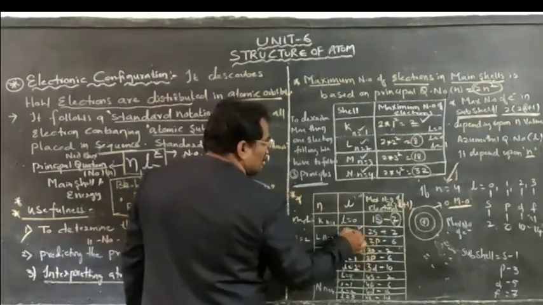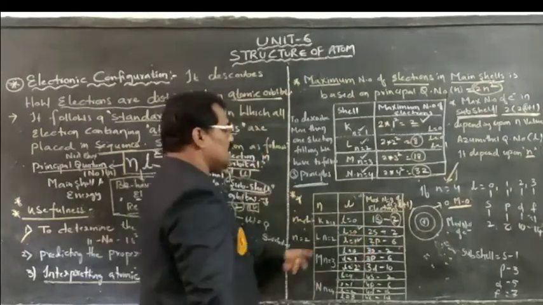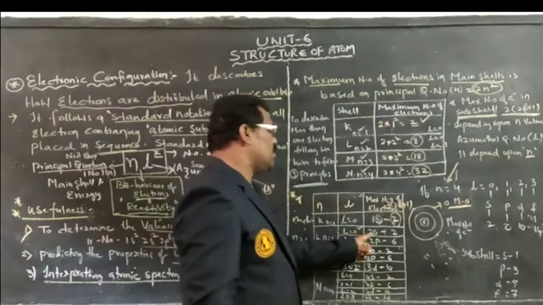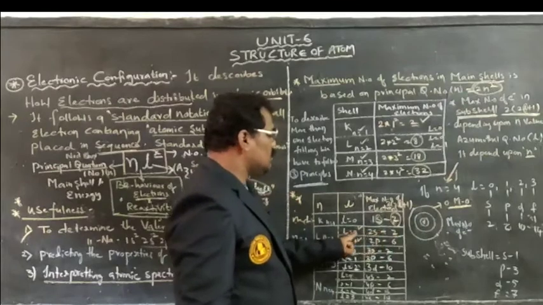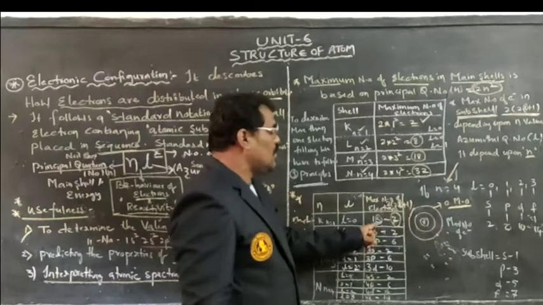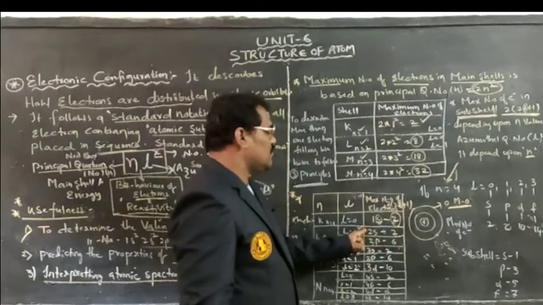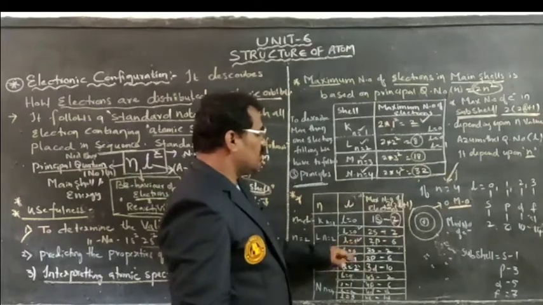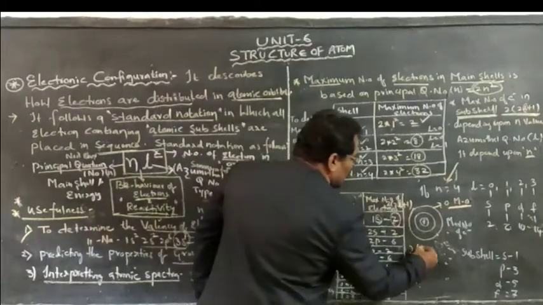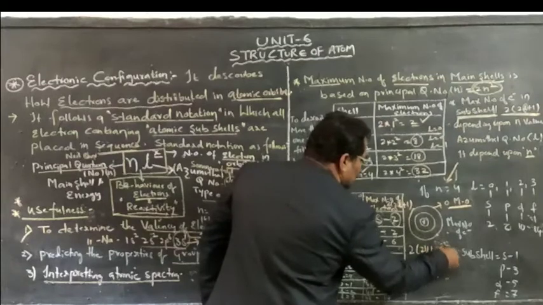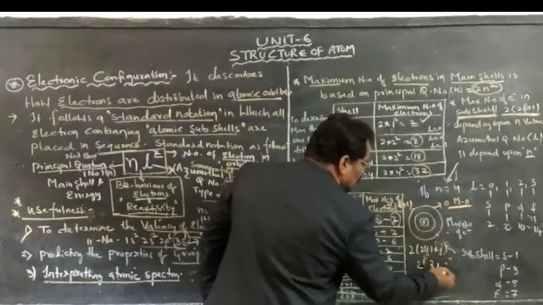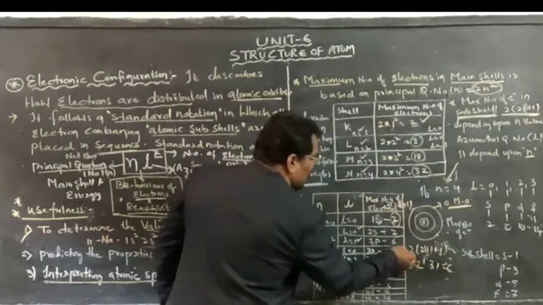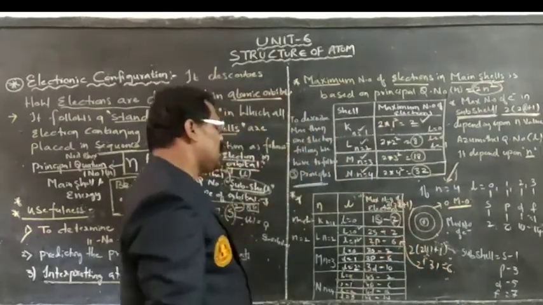Similarly, for n is equal to 2, l is equal to 0 as well as 1. The second shell will have a 2s orbital in which 2 electrons can be accommodated, where l is equal to 0 means 2 into (0 plus 1), which is 1 into 2, that is 2. For l is equal to 1, the formula is 2 into (2 into 1 plus 1), that is 2 into 3, which is 6. Therefore, 6 electrons will be accommodated.